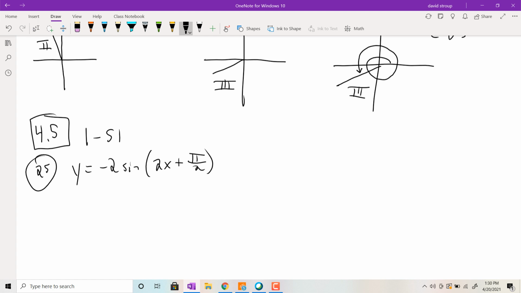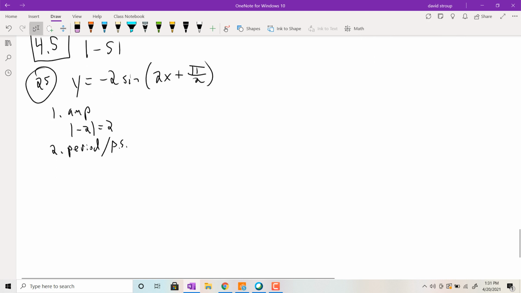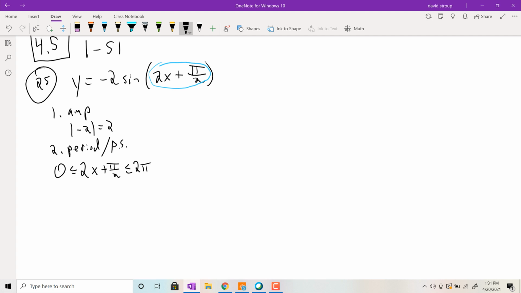Okay. All right, so first start with the amplitude. The amplitude is the absolute value of whatever's in front of sine. So 2. Secondly, we need the period and the phase shift. I'll abbreviate phase shift as PS. So to get this information, you wedge the insides of the sine function in between 0 and 2 pi. Right? So you have 2x plus pi over 2, and you wedge that in between 0 and 2 pi. Your next step is to isolate the x. Okay, so first you're going to minus pi over 2 to all three sides.